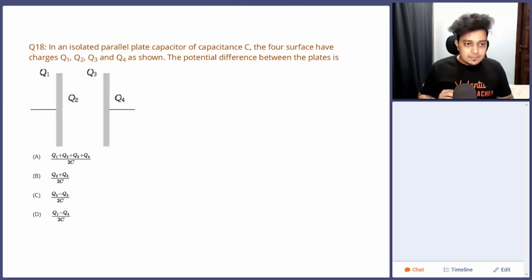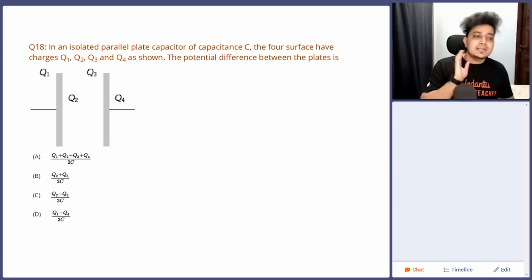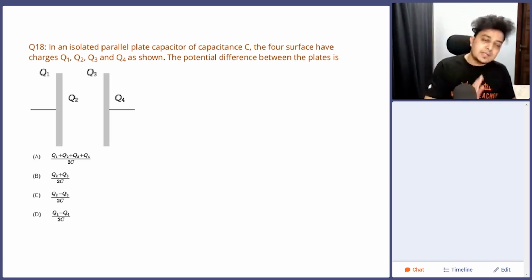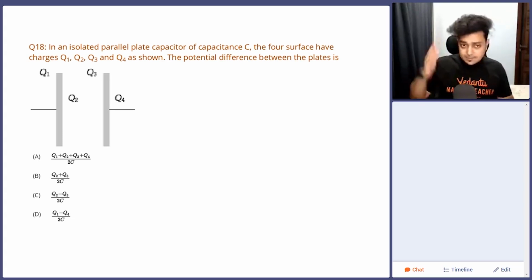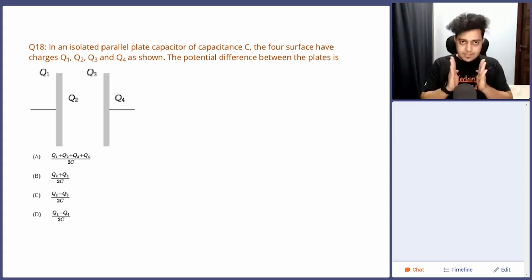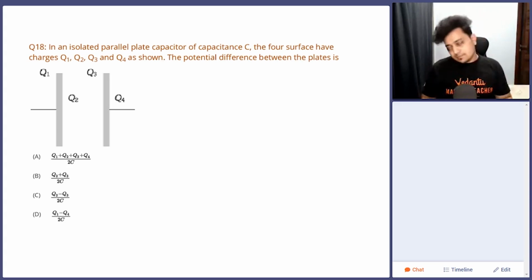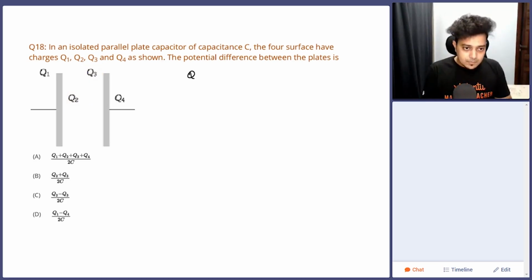An isolated parallel plate capacitor has capacitance C. Four surfaces have the charges Q1, Q2, Q3, Q4 as shown. The potential difference between the plates is? So the capacitance will be governed by the plates which are facing each other. There the electric field will be developed. So this Q3 and this Q2 should be equal and opposite. That is basically your capacitor. The capacitance will not be controlled by the outer charge.